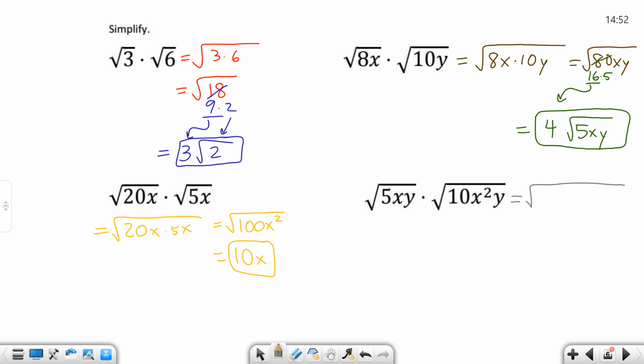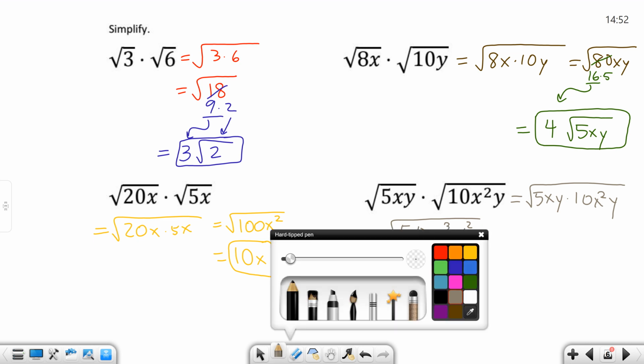I'm going to say this is going to be the square root of 5xy times 10x squared y. So that's going to be the square root of 50, and then x times x squared is x to the third. We add the 1 plus the 2, and then the y to the 1 plus 1 is y squared. I'm going to shorten that up just a little bit.